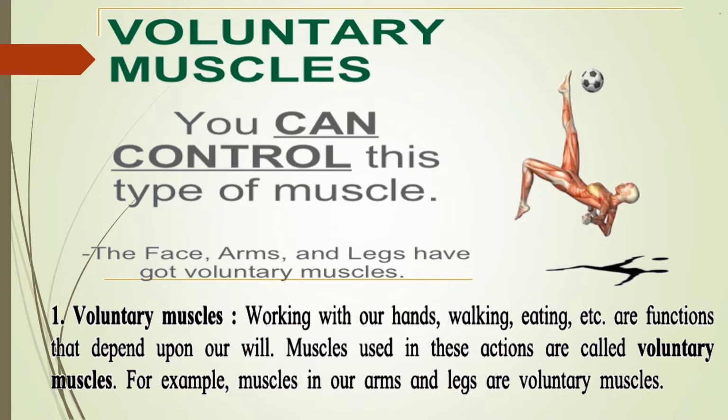Next, arms, हाथ हमारे, पैर हमारे, these are all got voluntary muscles. Means if I want to move it, only then it will move. Or if it is moving also, if I want to stop it, I can stop it because it is under my control. Okay. Working with our hands, walking, eating, etc. are functions that depend upon our will. Muscles used in these actions are called voluntary muscles. For example, muscles in our arms and legs are voluntary muscles.